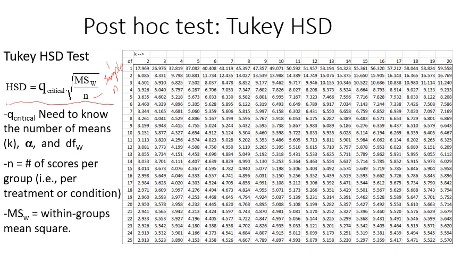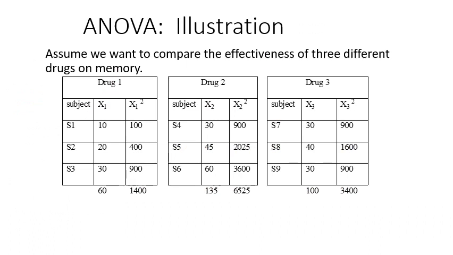Let's actually use an example. I'm going to go through this example relatively quick. The example we're going to use here, so you get to see all of this in action, is assume we want to compare the effectiveness of 3 different drugs on memory. We've got drug 1, drug 2, and drug 3. We've got 3 different subjects in each group. So our N1 is equal to 3, our N2 is equal to 3, our N3 is equal to 3, and our N total is equal to 9.